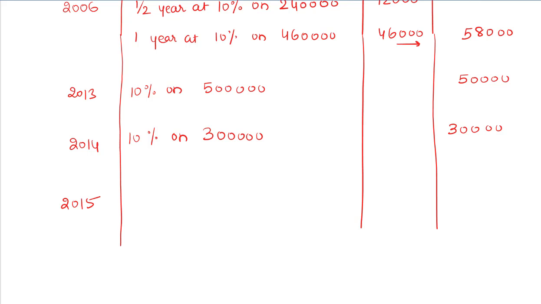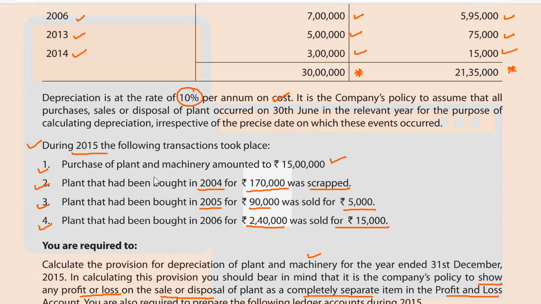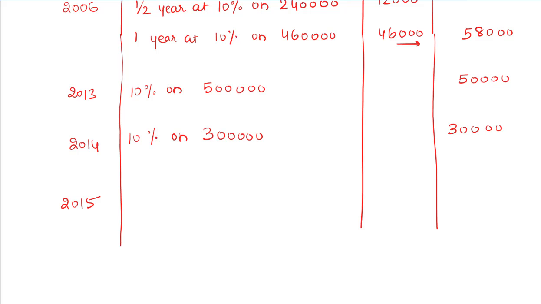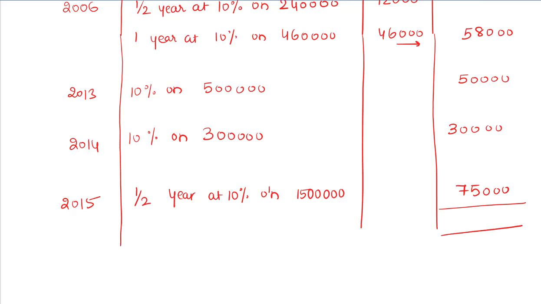For 2015, purchase of plant and machinery amounted to 15 lakhs, but it would be considered in the mid of the year. So half year at 10% on 15 lakhs is 75,000.